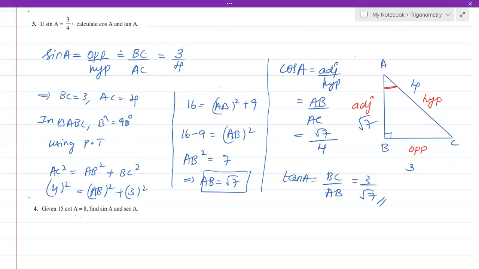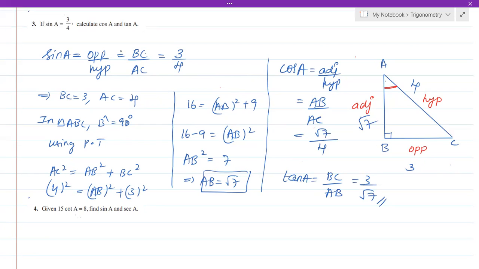So we need cos, which is adjacent by hypotenuse. From the figure, adjacent value is root 7, hypotenuse value is 4. And we need tan A value. Tan is opposite by adjacent. Opposite is 3 and adjacent is root 7. 3 by root 7. So this is what we have done.